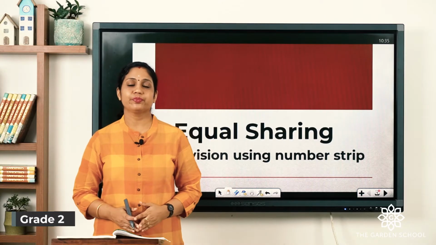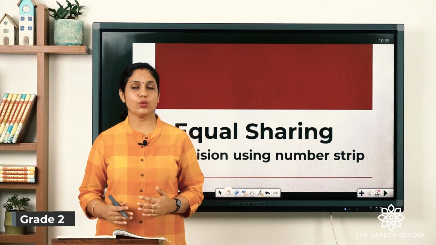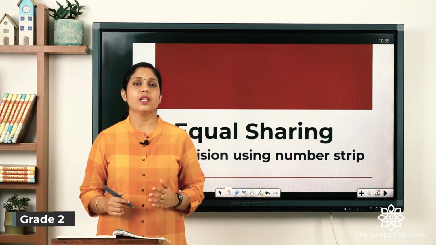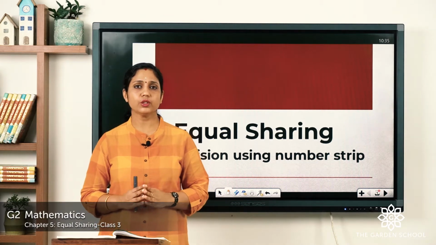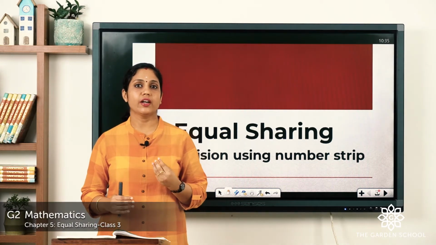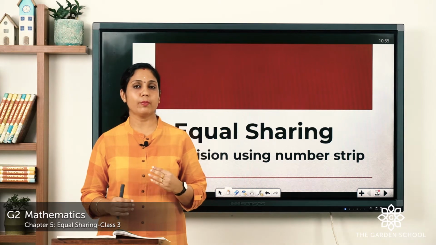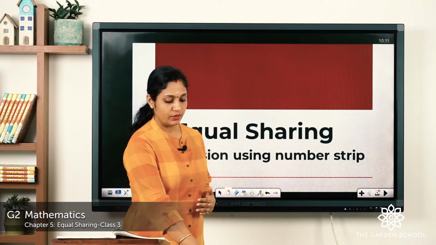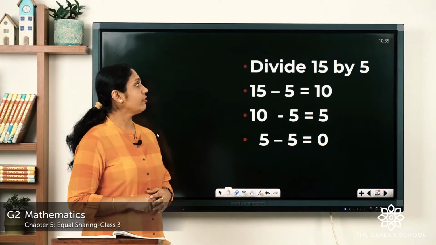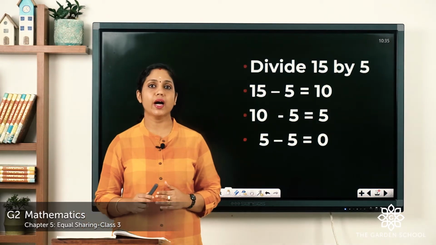Good morning, children. Today in Maths, let's continue with our topic division. In the last class, we saw repeated subtraction. So what was repeated subtraction? Repeatedly subtracting a number from a given number again and again till we reach 0. So here we have divide 15 by 5.